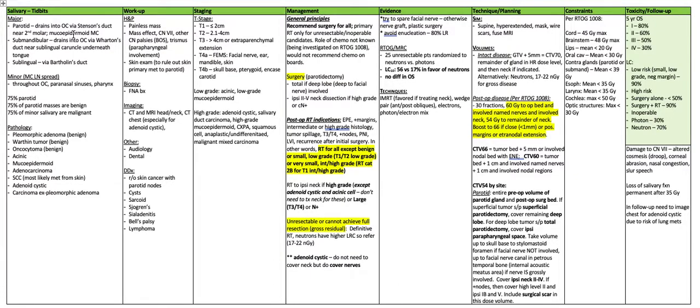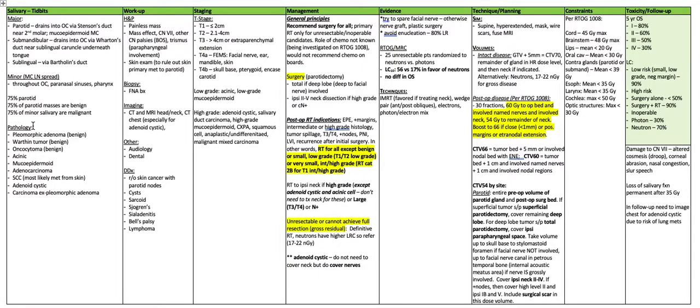Minor salivary glands are found throughout the oral cavity, paranasal sinuses, and pharynx. So again, these are minor salivary glands. 75% of salivary cancers are of the parotid gland, 75% of parotid masses are benign, and then 75% of minor salivary glands are malignant.